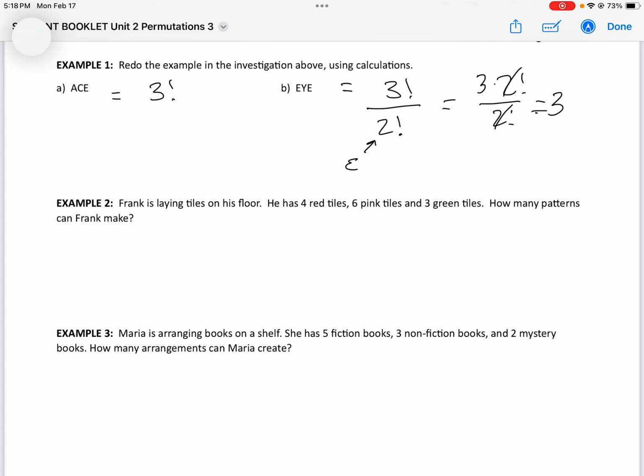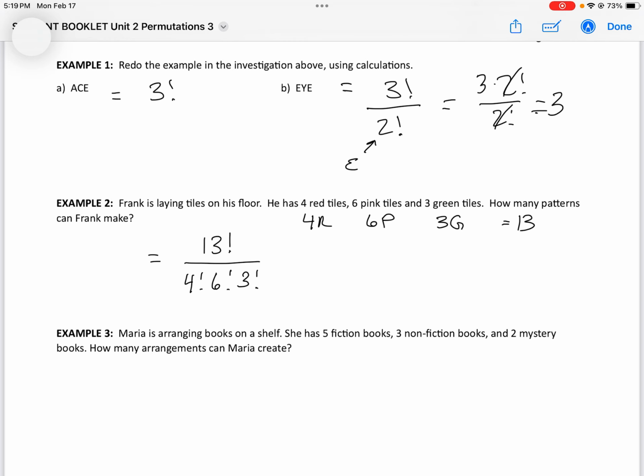Okay, so example 2. Frank is laying tiles on his floor. He has 4 red, 6 pink, and 3 green. How many patterns can he make? So in total, how many are there? There's 13. So usually you would say, oh, like we can just like put them in order, 13 factorial ways. But the problem is the 4 red tiles we have to divide out, the 6 pink tiles we divide out, and then the 3 green tiles we're also going to divide out. Okay, and then you can actually divide that or just leave it. Okay, that's going to be a big number.